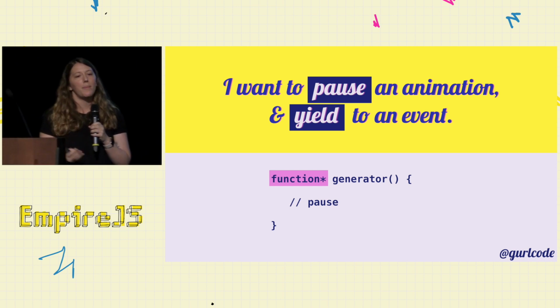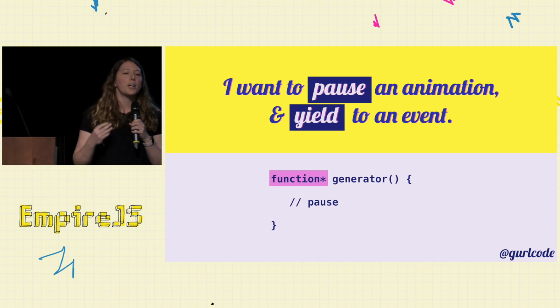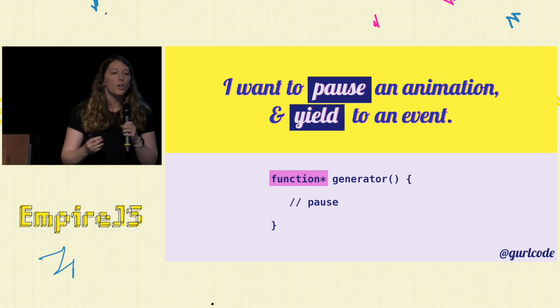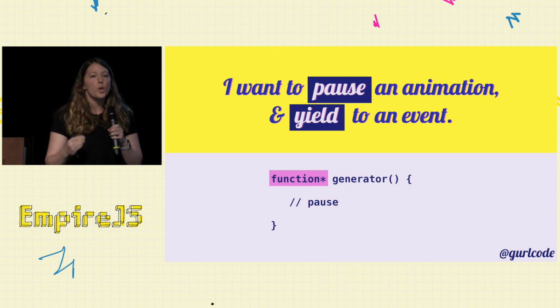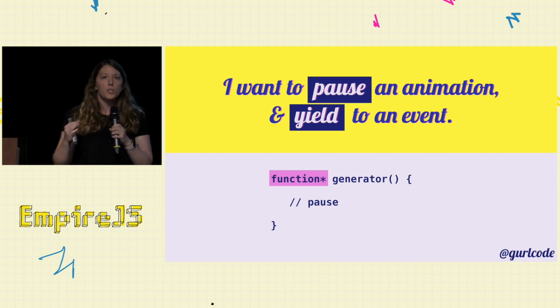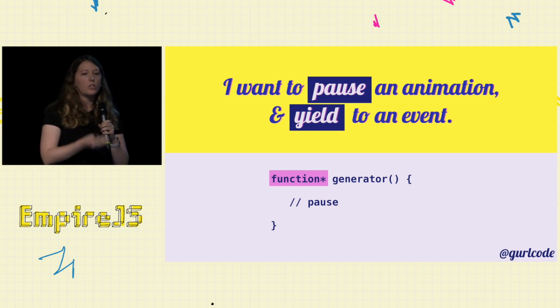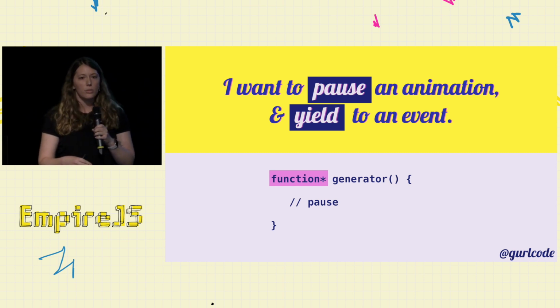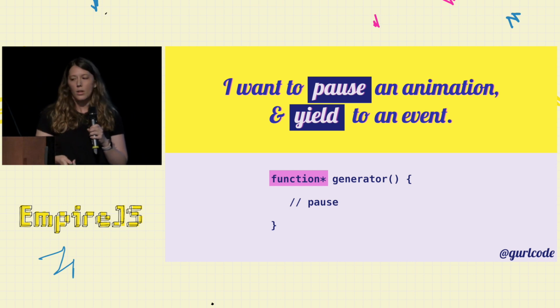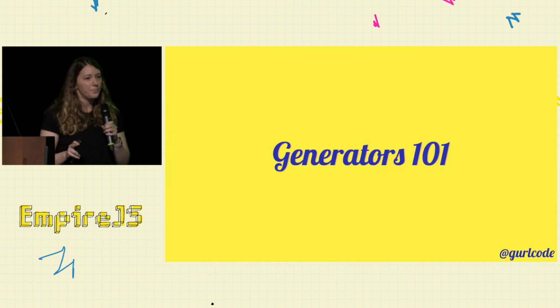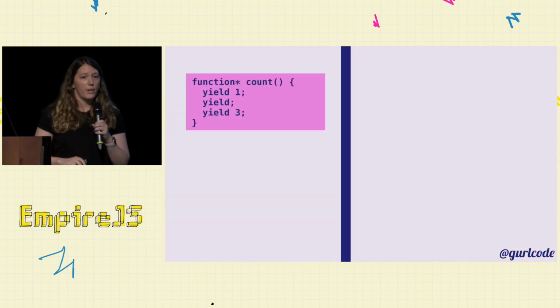So generators are really amazing, and that's because they're code that can be paused. So all the code that you write is run to completion. Once it starts, there's no pausing it. Even when you're doing async work, you're throwing it onto the loop, and it's going to come back around. But with generators, you can actually pause and resume code. So let's take a look at them. So this is a generator.